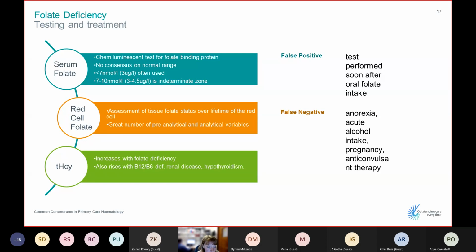And again, we can measure homocysteine. This will also increase in folate deficiency as it does with B12. And we can also see a rise in this in B6 deficiency, renal disease, or hypothyroidism. There is a possibility of false positive folate tests if the patient has recently had oral folate intake, and false negative tests can present in patients with anorexia, acute alcohol intake rather than chronic, pregnancy, and anticonvulsant therapies.